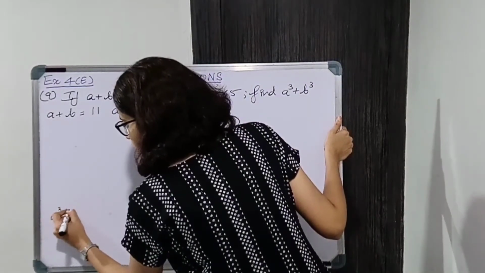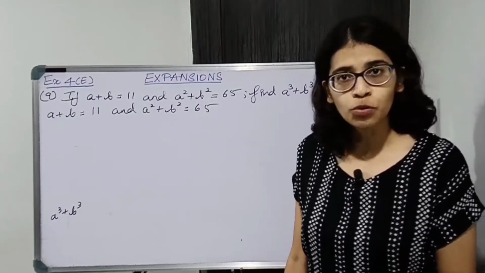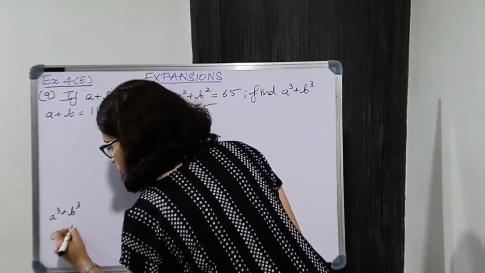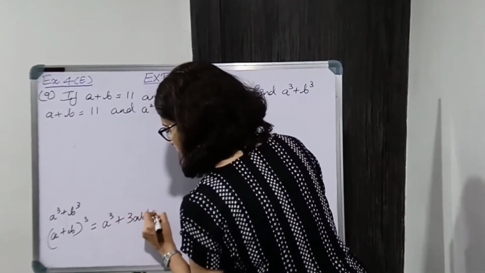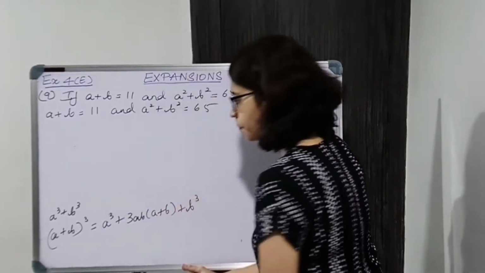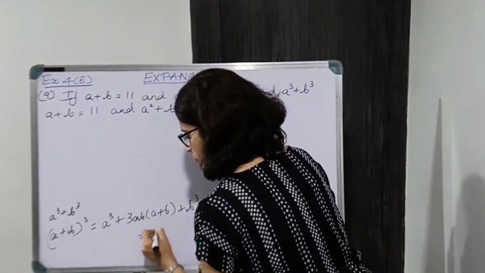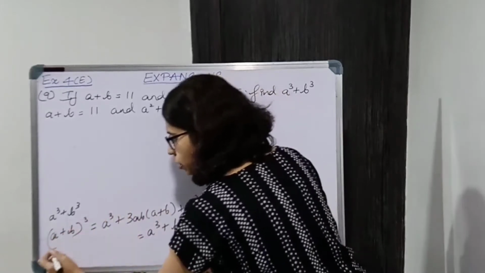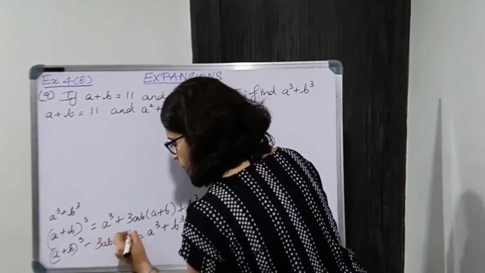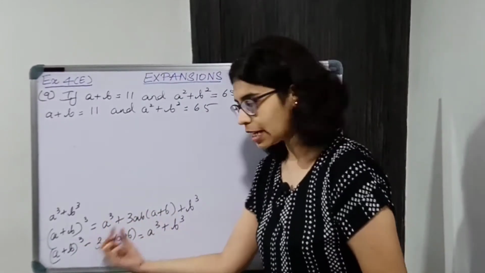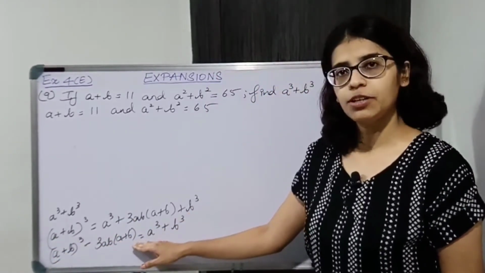Now to find a cube plus b cube, what do we do normally? We consider a plus b the whole cube. A plus b the whole cube is equal to a cube plus b cube plus 3ab into a plus b. So a cube plus b cube, we'll keep on one side and we'll shift this on the other side. So a plus b the whole cube minus 3ab into a plus b. Correct? I shifted this on the other side, so plus will become minus.